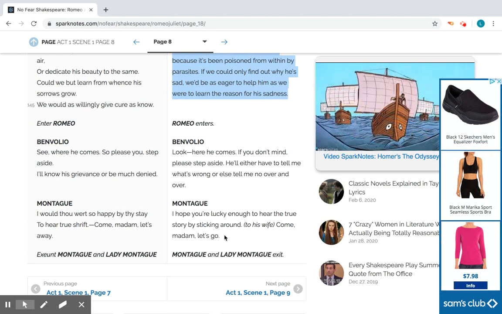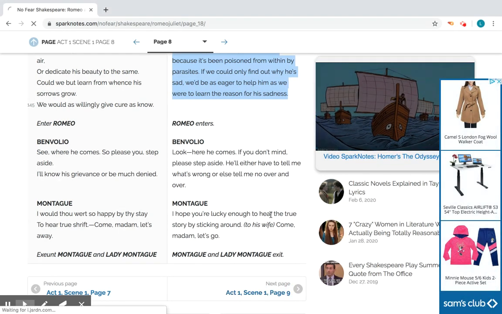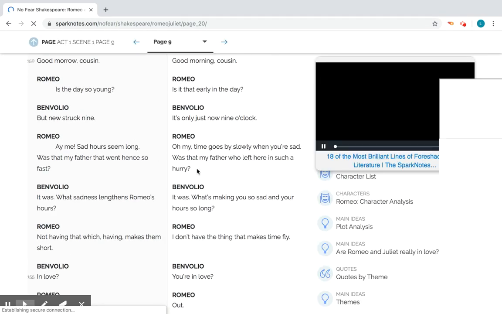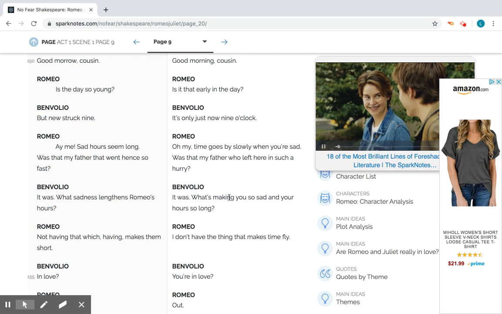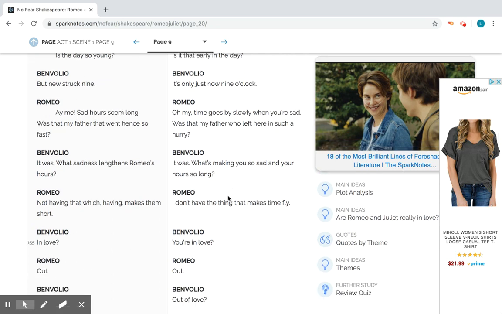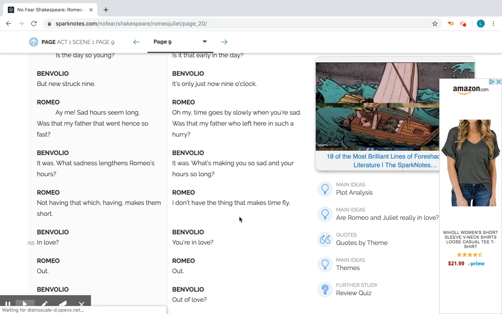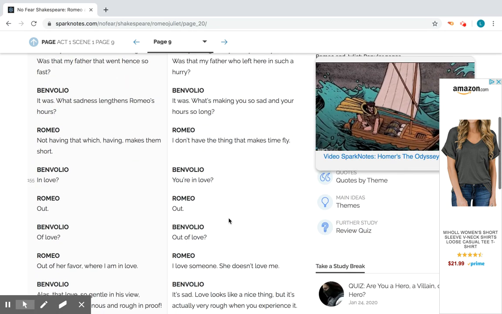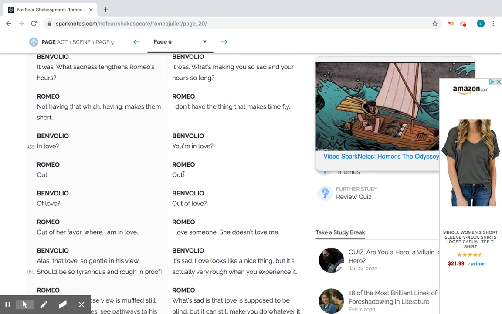Come, madam, let's away. Good morrow, cousin. Is the day so young? But new struck nine. Ay me, sad hours seem long. Was that my father that went hence so fast? It was. What sadness lengthens Romeo's hours? Not having that which having makes them short. In love. Out. Of love. Out of her favor where I am in love.